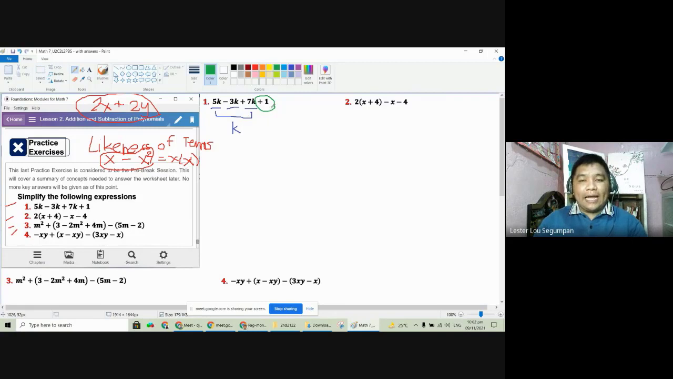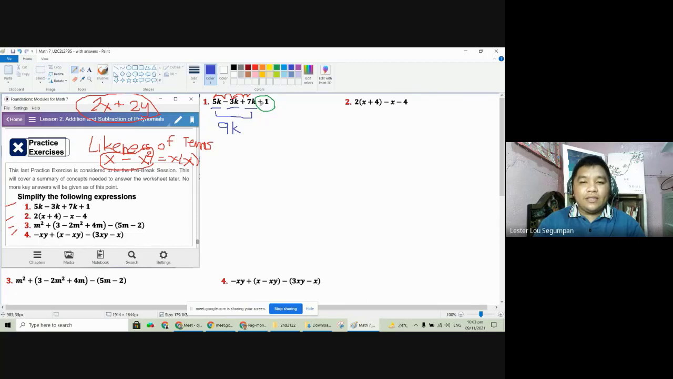When we answer addition or subtraction of polynomials, we only copy the similar literal coefficient and proceed to operate the numerical coefficients. I'm talking about the numerical coefficients of 5, 3, and 7. And how do we operate them? Simply use the operation separating them. 5 minus 3 is positive 2, plus 7, you have positive 9. So the combination for these three different terms is 9k.